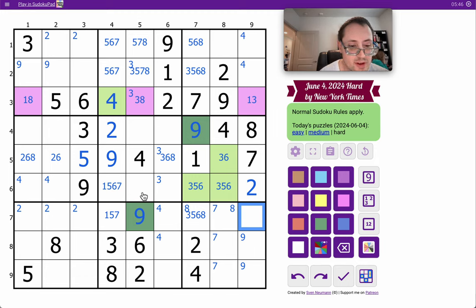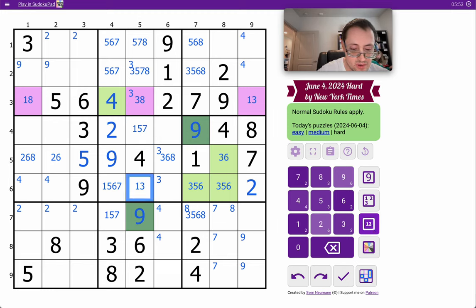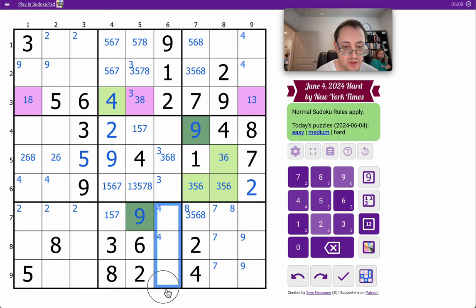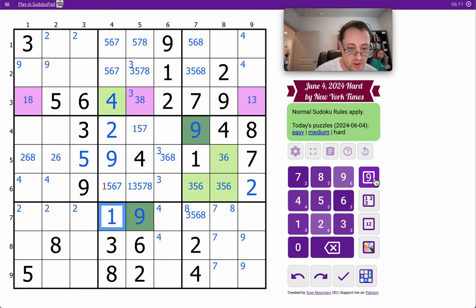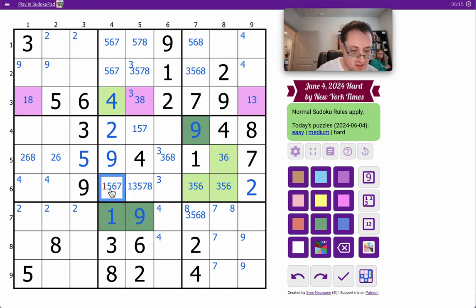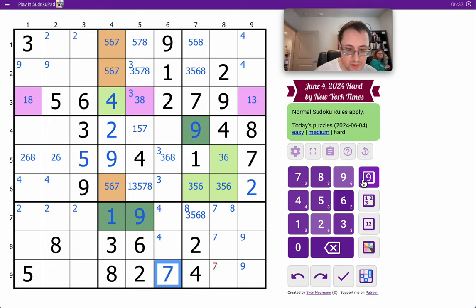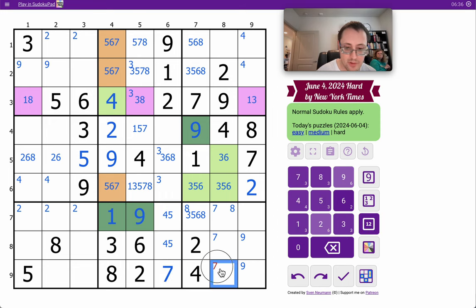2, 4, 6, 9 in column eight says I need 1, 3, 5, 7, 8 to finish. Well, actually, okay, two's placed, nine's placed. Where does one go? In box eight, it can't go in those three. It must go there. These are 4, 5, 7. And this one must be 7. So these two end up as 4, 5.